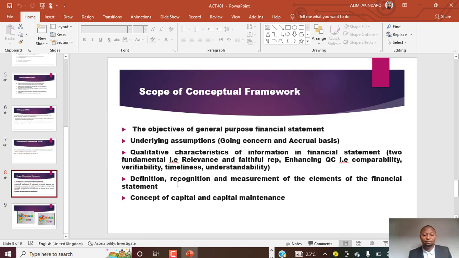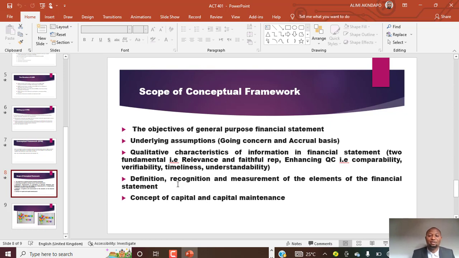Then another interesting scope of conceptual framework is definition, recognition, and measurement of the elements of the financial statement. The financial statement is divided into two. We have statement of financial position and statement of profit or loss and other comprehensive income. What are the elements that we can find in the statement of financial position? We have assets, liability, and equity.